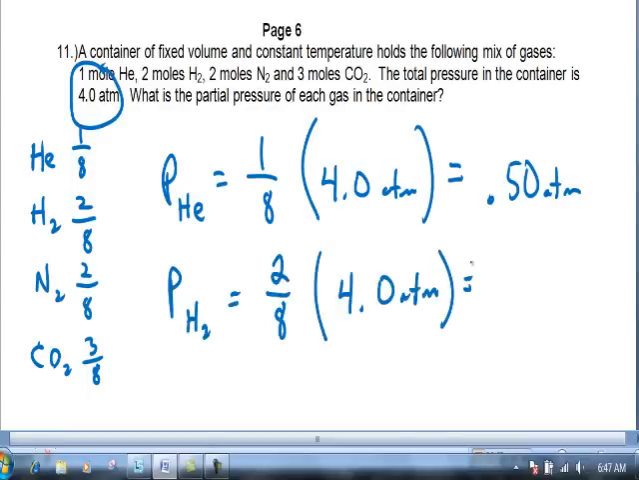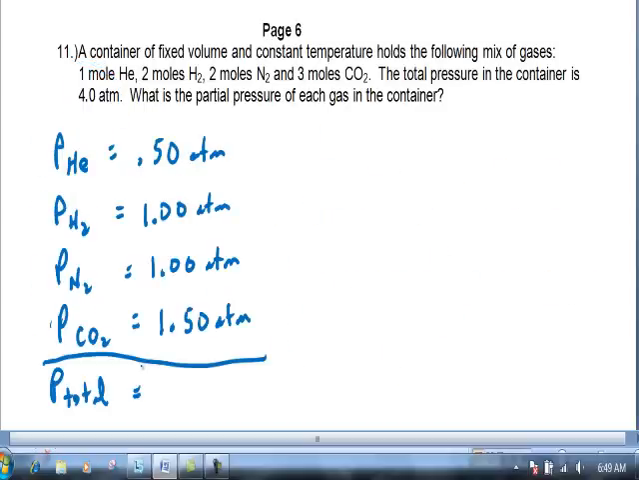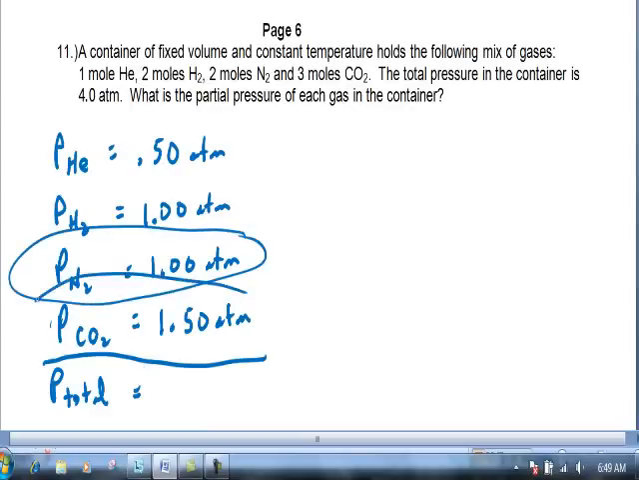For example, for hydrogen, because its mole fraction is 2/8, or 2 particles out of the 8 total are hydrogen molecules, to get the pressure coming from only the hydrogen molecule collisions, 2/8 times 4.0, the total pressure, would give us a partial pressure of 1 atmosphere coming from the hydrogen. Repeating the process for the other gases, we find that our nitrogen also has a partial pressure of 1 atmosphere, and carbon dioxide has a partial pressure of 1.50 atmospheres.